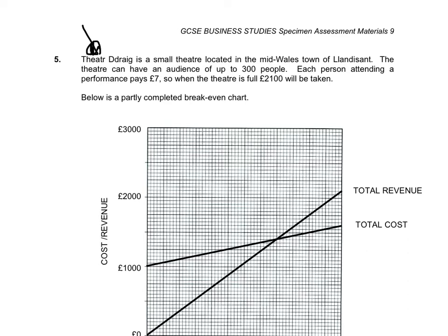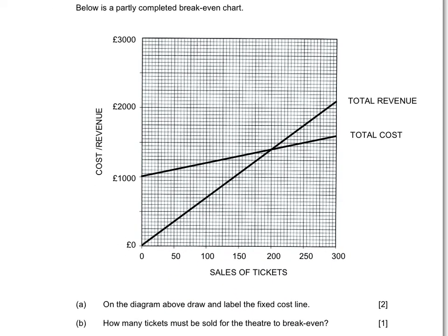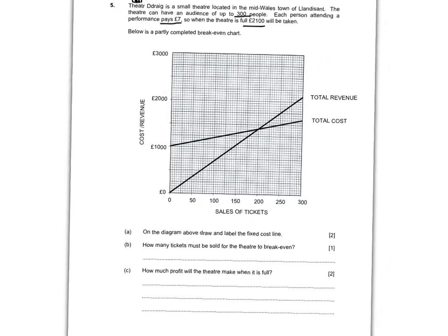They're giving you all the information. So with all these, the information is all in the text. They couldn't make it any easier, right? So we know it says there's an audience of up to 300 people. Each person pays £7. And when the theatre's full, £2,100 will be taken. Okay, so let's look at this thing. I'm going to make it slightly bigger so I can actually read it.